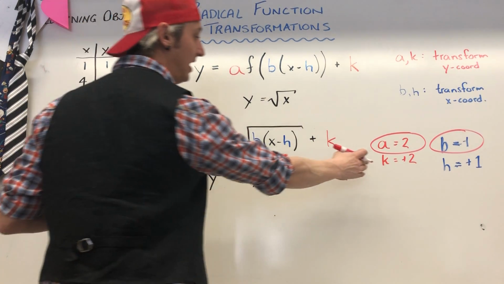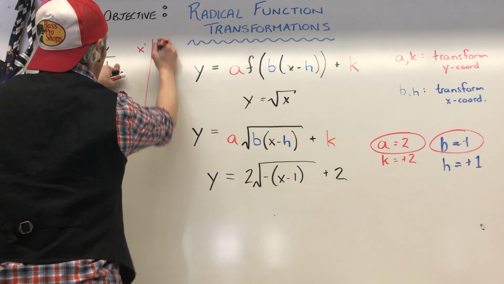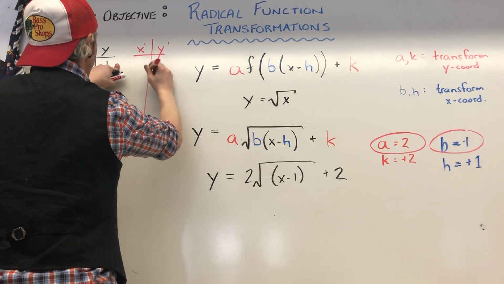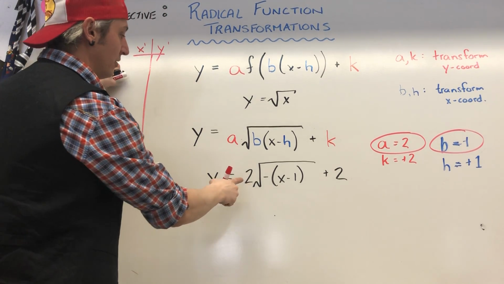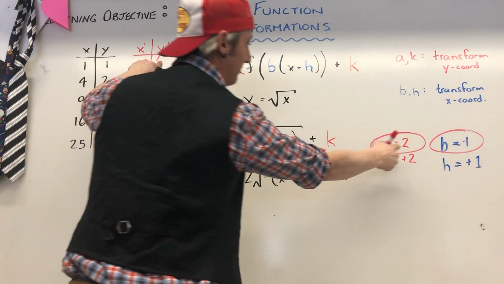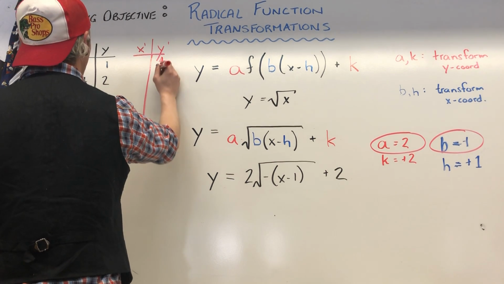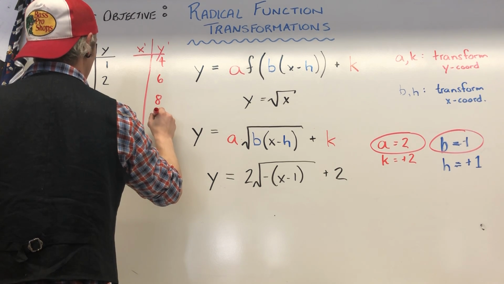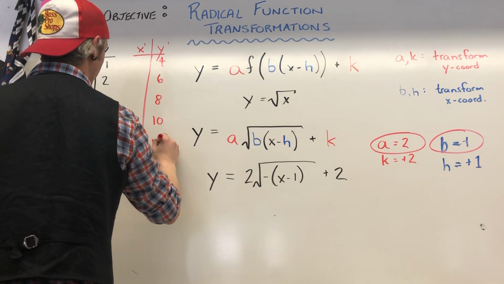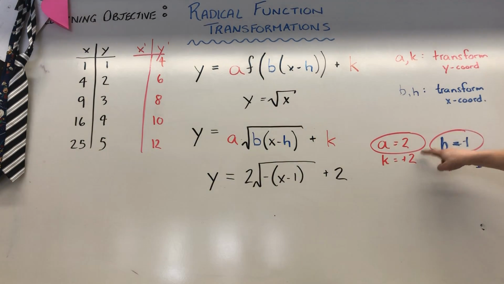So for my y coordinates, I'm going to make my new table of values, x prime, y prime, to represent the transformation. Okay, I'm going to multiply my y coordinates by 2 and then add 2. Easy enough. 2 times 1 is 2, 4, 6, 8, 10, 12. There we go. There's my new y's. Really easy. I just multiplied them all by 2 and added 2.